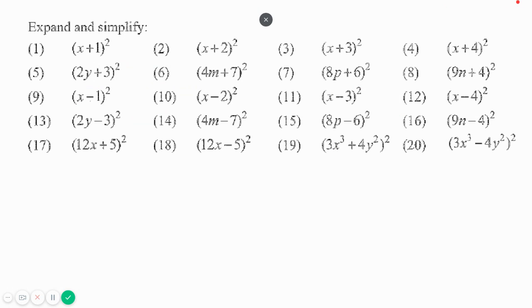And there's a bunch of questions here. These are all squaring binomials. Each one of these has two terms separated by a plus sign, and it is being squared. You can pick a couple of random questions to test yourself. You don't have to do this worksheet, and I'm not putting up answers for it.